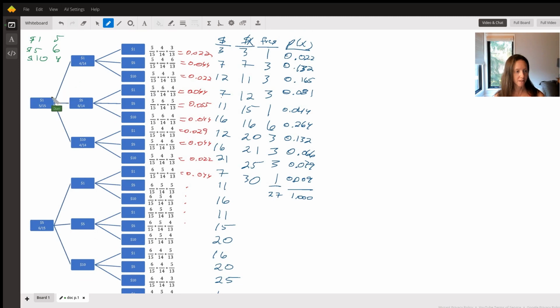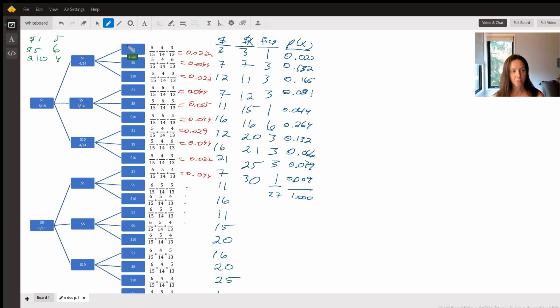So hopefully that makes sense. For example, you could pick a 1 and a 1 and a 1. And the probability of that would be, well, you're starting out with 5 ones, so 5 out of 15, that would be the probability of your first $1 bill. The probability of picking another $1 bill, given that the first one was $1, well, now there's only 14 bills left. And since we picked a $1 bill already, there's only 4 $1 bills left.